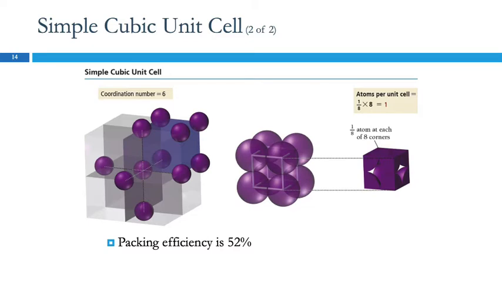The packing efficiency is 52%. And you can calculate that by calculating the volume of one atom, which is how much is in here, and dividing by the volume of the unit cell itself, times 100. So it's 52% atom and 48% empty space.